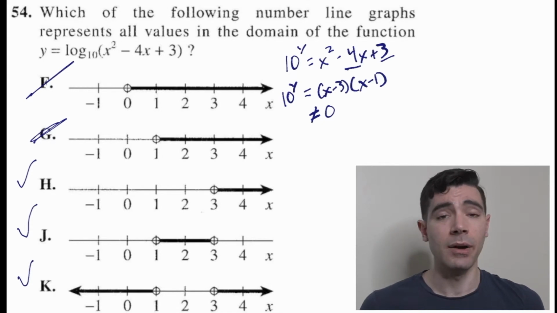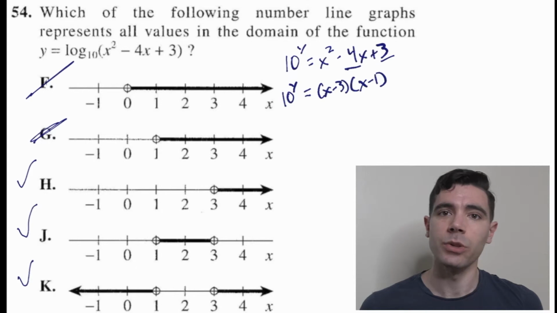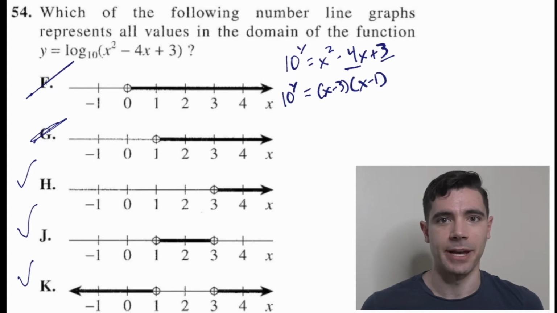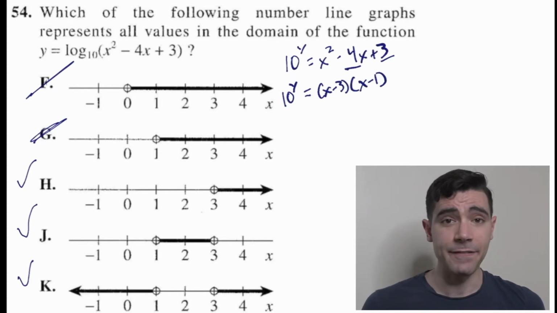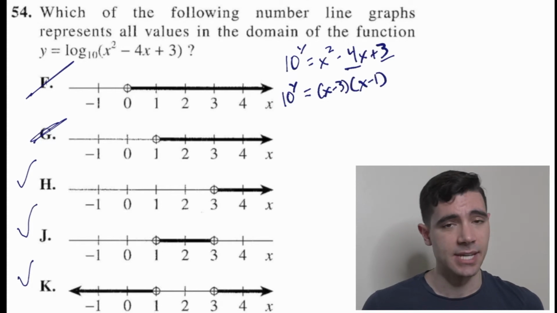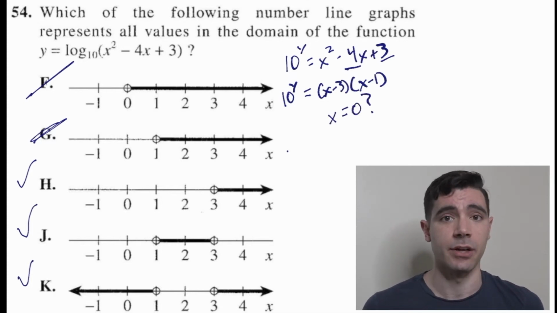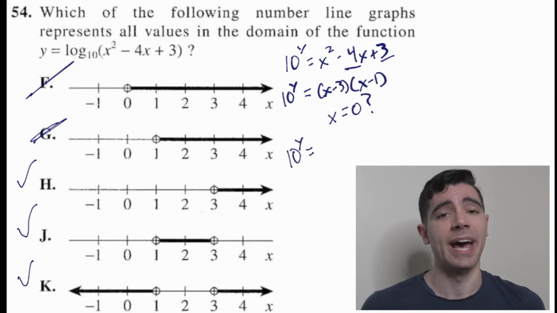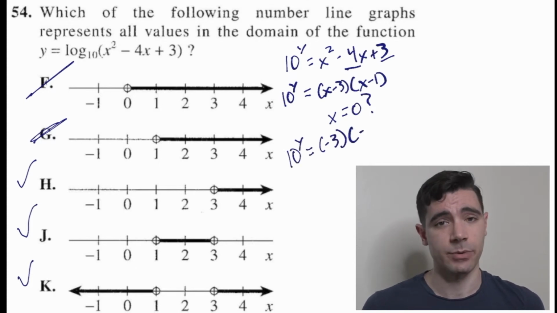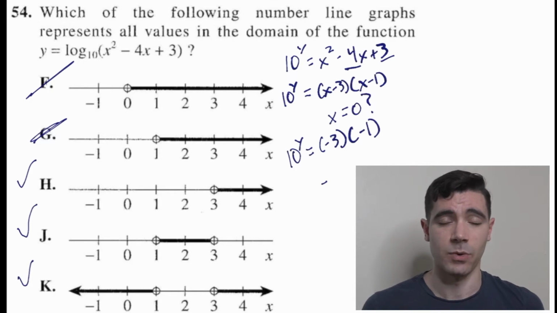What to do now? Well, why don't we pick a simple value for x that only one of the answer choices has in its domain? How about 0? If x can be 0, then the answer is K. If it cannot be 0, then the answer is not K, and we'll go on to check another number. If x were 0, what would we have? We would have 10 to the y equals negative 3 times negative 1, or 10 to the y equals 3.